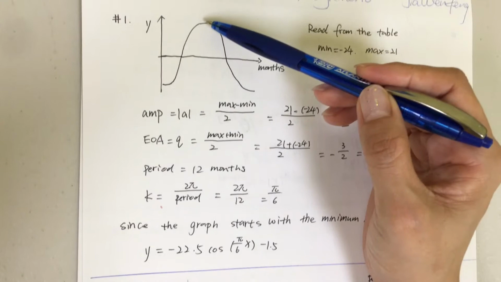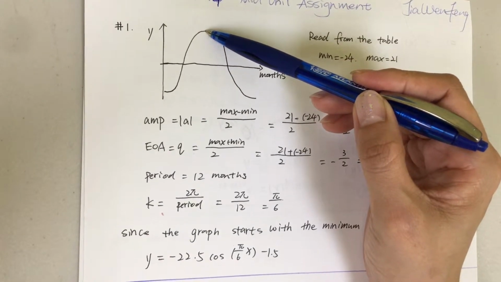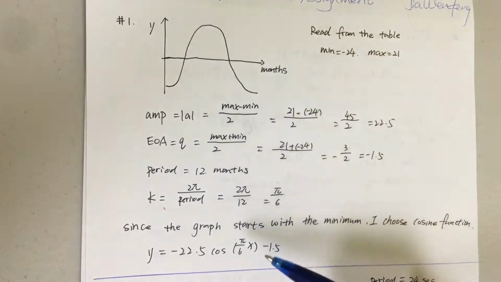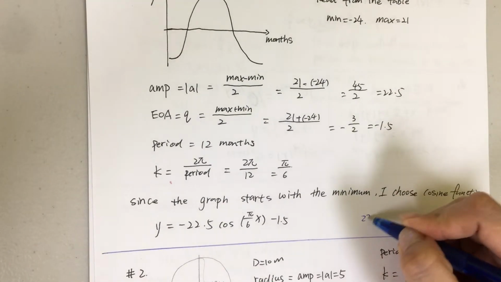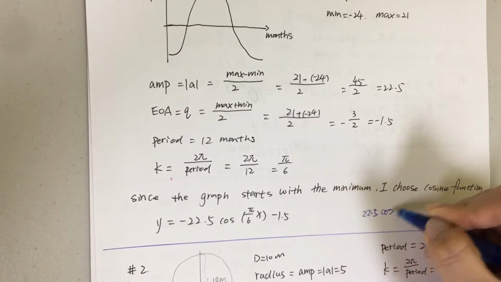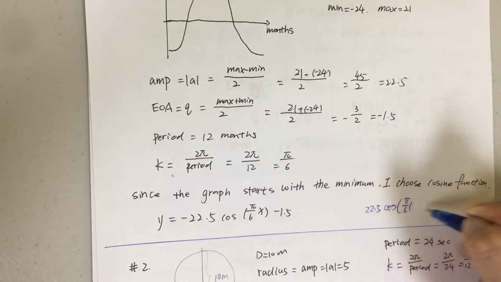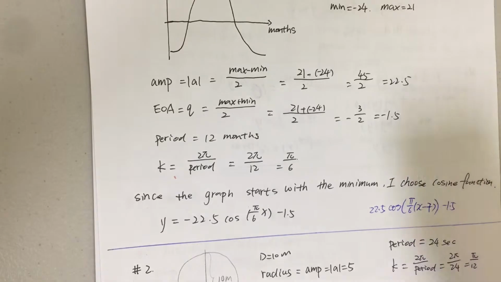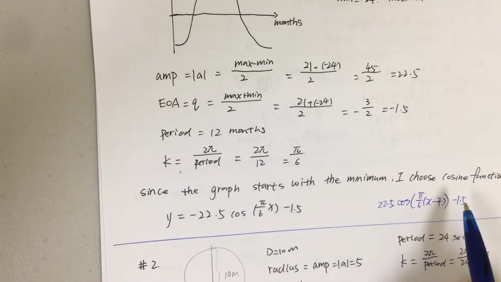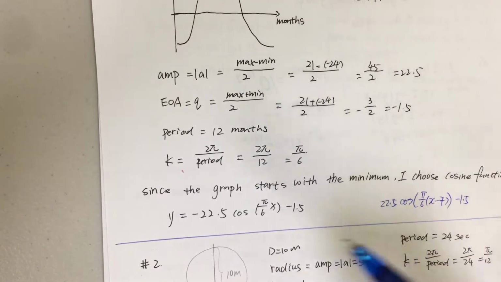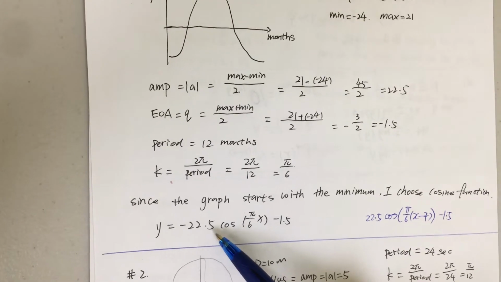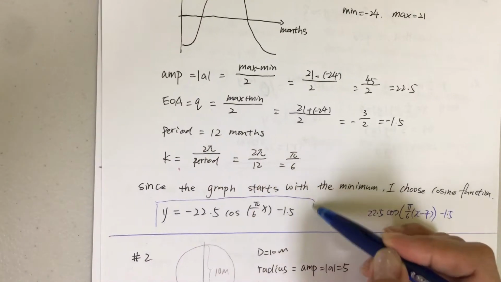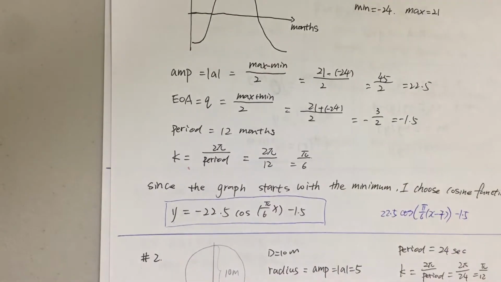If I want to choose the positive, it's positive cosine, then there'll be a phase shift to July, which will be 22.5 cosine K times x minus 7, minus 1.5. So there can be two cosine functions or two sine functions, but the first one is the best fit. So I choose the first one as my best fit equation.